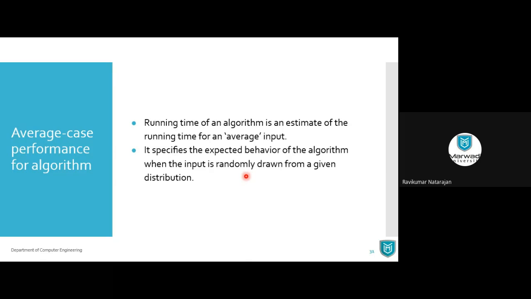So it specifies the expected behavior of an algorithm when the input is randomly drawn from a distribution. For example, I have random numbers, and I want to insert all of these into a stack, queue, or something. Then the distribution is like in mathematics, where you might have heard about the normal distribution. The graph might go like this.